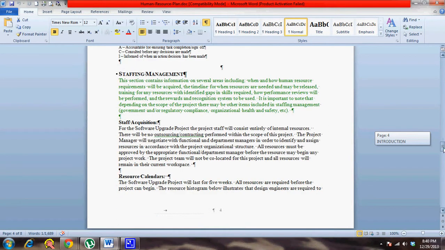Then you have the staffing management, where you have staff acquisition as one part. For the software upgrade project, the project staff will consist entirely of internal resources. There will be no outsourcing or contracting performed within the scope of this project. So in this project case, they are not thinking of external resource procurement. So that's what gets written in your staff acquisition section. The project will negotiate with functional and department managers in order to identify and assign resources in accordance with the project organization structure. So this is where your organization theory is helpful. You understand what departments are available, the internal organization structure, or if that is not there, then you put some structure in place. So that's why organization theory is really helpful.